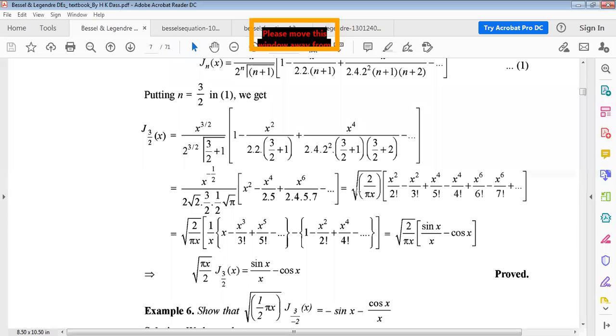And we get from this series root over 2 by pi x, and this is x square by factorial 2, giving 2 in the numerator of every term and the denominator in every term, multiplying with half in every term. So x square by factorial 2 minus x square by factorial 3 plus x to the power 4 by factorial 5, we get this series. And this series can be divided into two parts: root over 2 by pi x, the bracket 1 by x, second bracket x minus x cube by factorial 3. Just taking the odd terms we get one series, and taking the even terms we get another series.